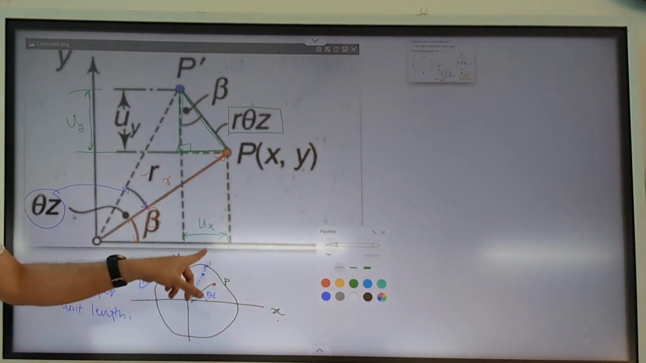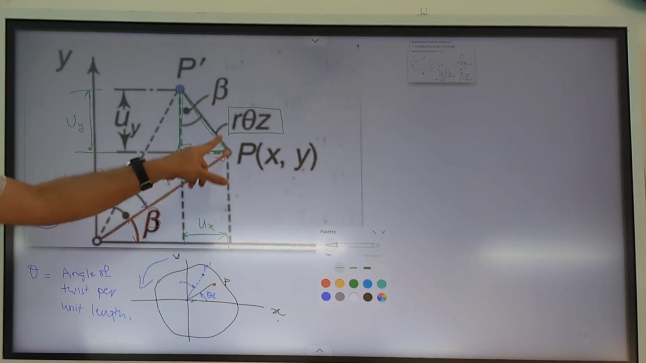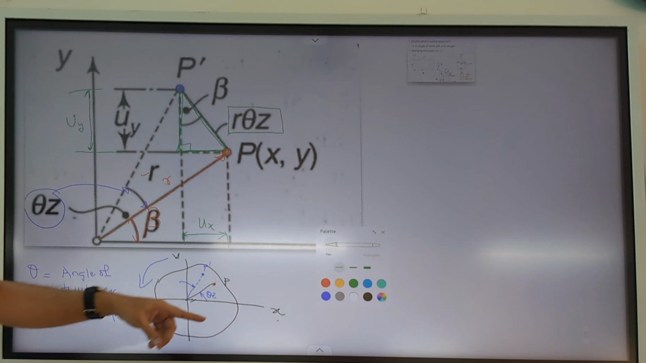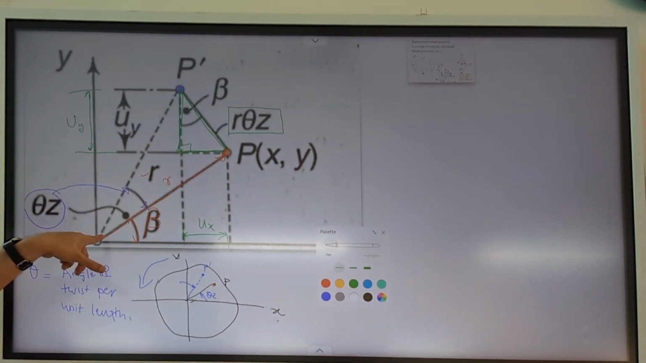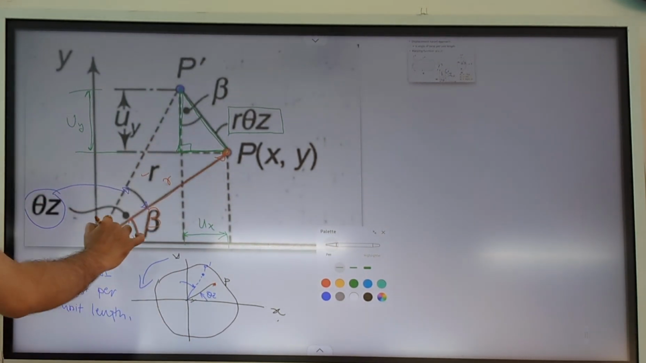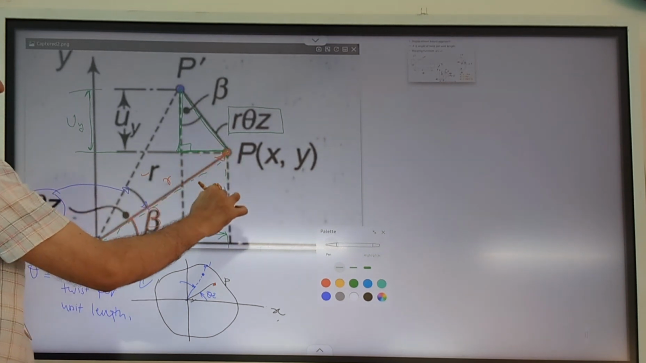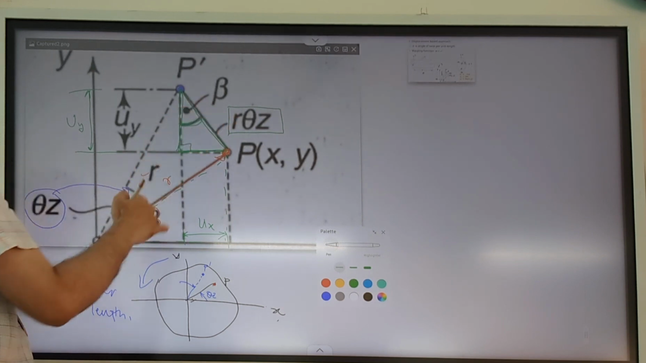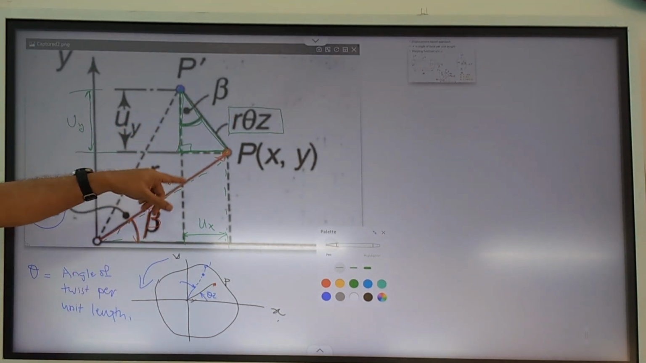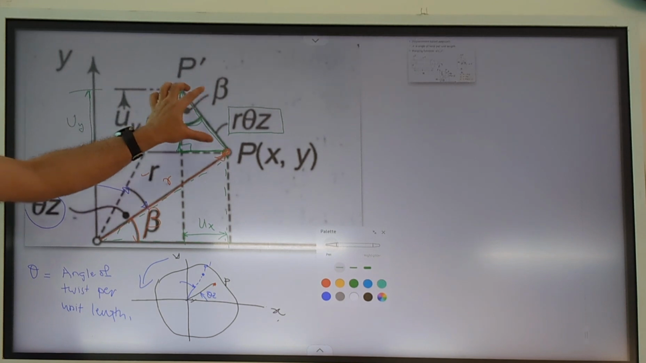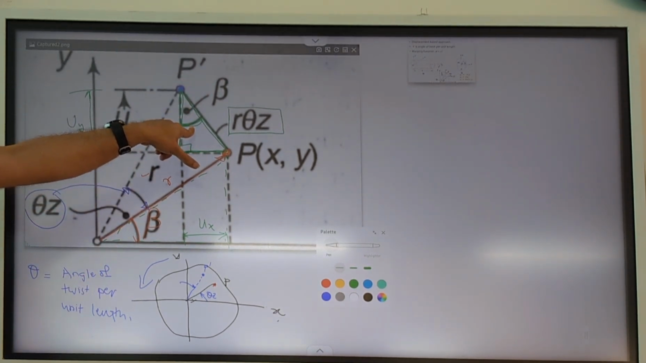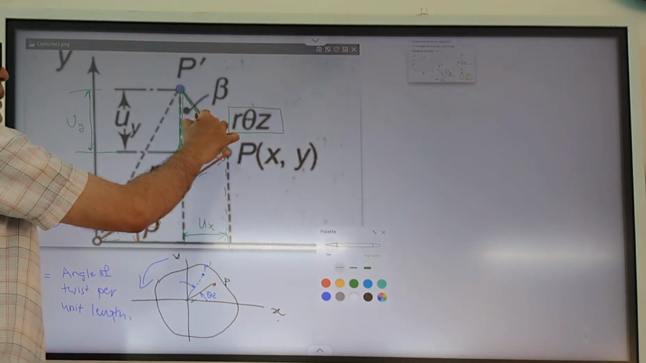So we can write down ux and uy in terms of the hypotenuse using the properties, the trigonometry of this particular triangle. If you look at this particular triangle, it is similar to the triangle which is shown here. So this particular angle is also equal to beta. These two triangles are similar, and this angle is equal to the angle of this particular right angle triangle. So this angle is beta.